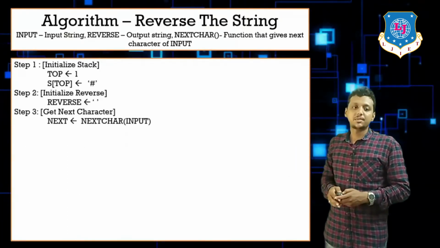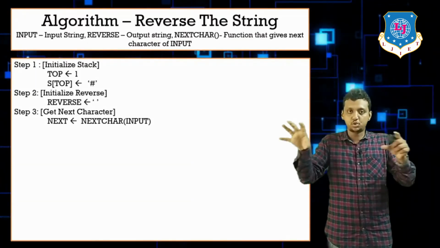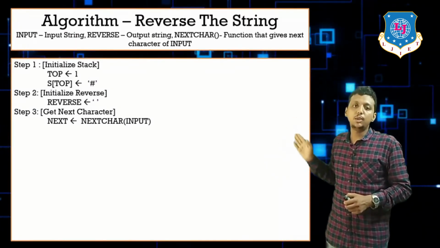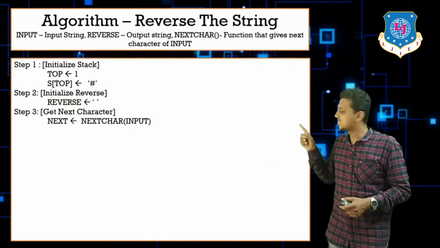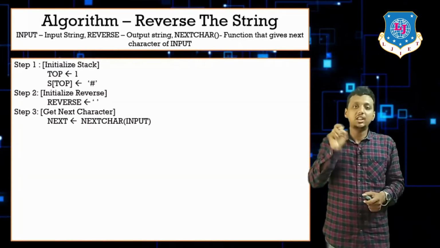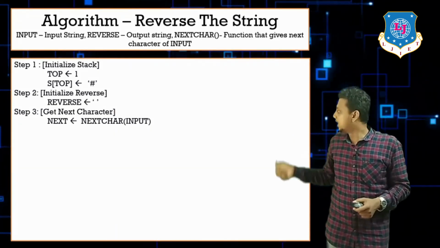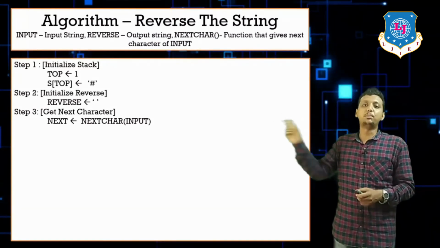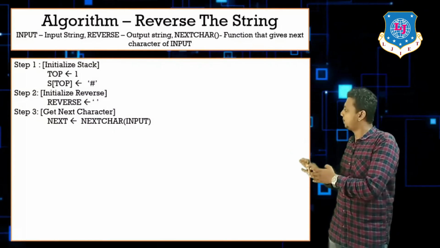Now next is to get the next character. Our first step is to take one character from the input string. So just apply the function next arrow next character of input. If you remember the next arrow next character of infix, this function does the same work. In that infix to postfix algorithm, we were extracting the expression values, each and every character from the expression. But here we are extracting the character values one by one from our input string. Now we have next arrow next character of input.